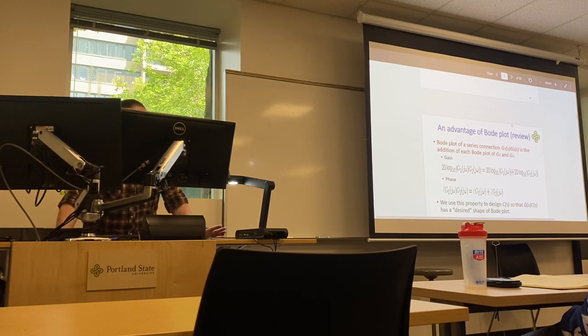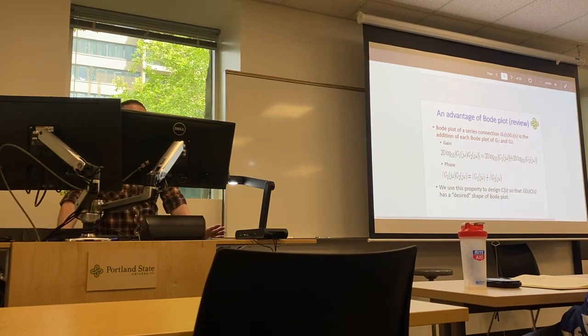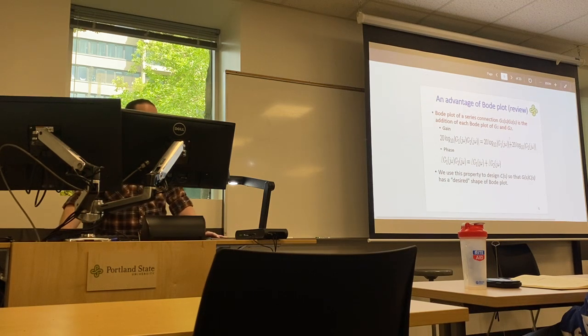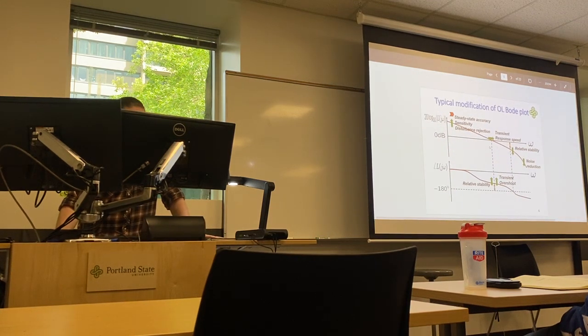So just reviewing, and we've covered this in the past few weeks, the Bode plot of a series connected plant 1 and plant 2 is the addition of each Bode plot of G1 and G2. So the gain plots can be added together and our phase plots can be added together. We use this property to design the controller so that the gain times the controller has a desired shape for that Bode plot. So this is the general idea of a lot of the things we're going to be covering here.